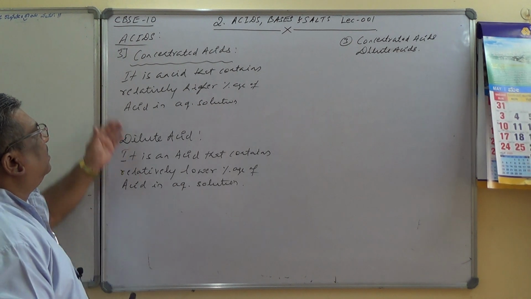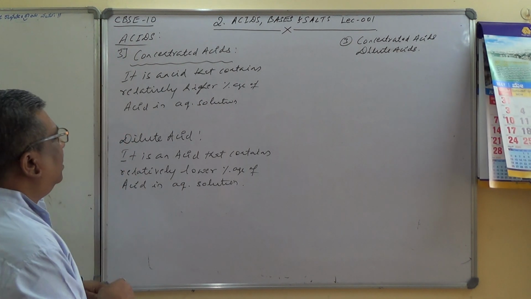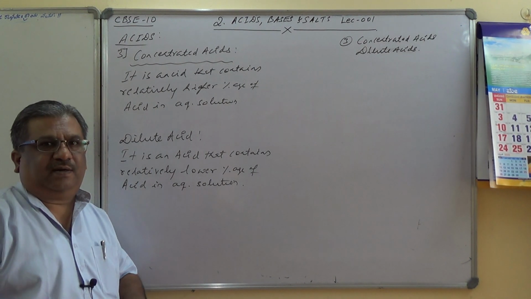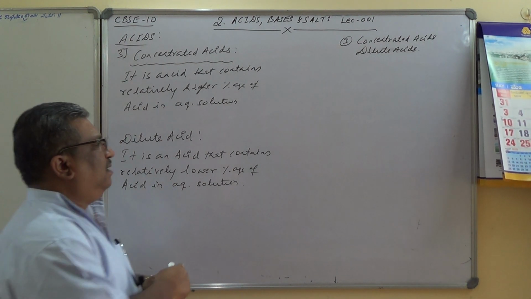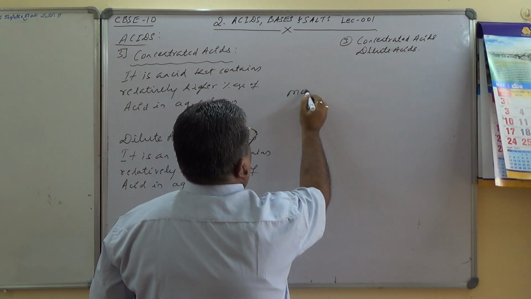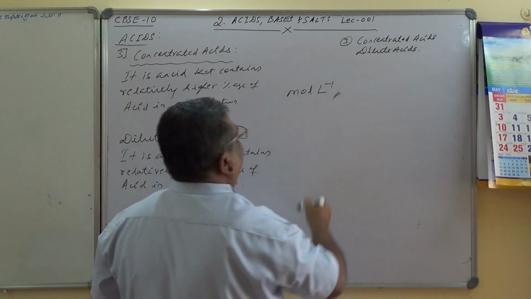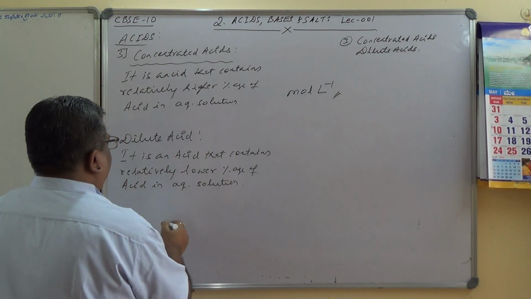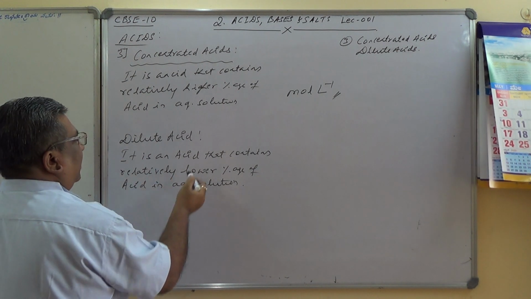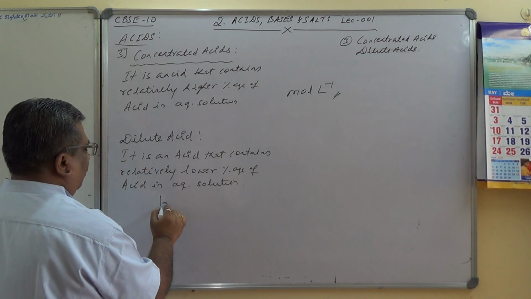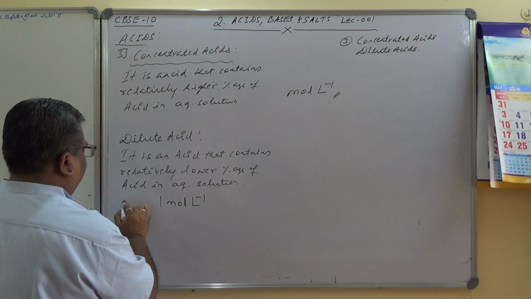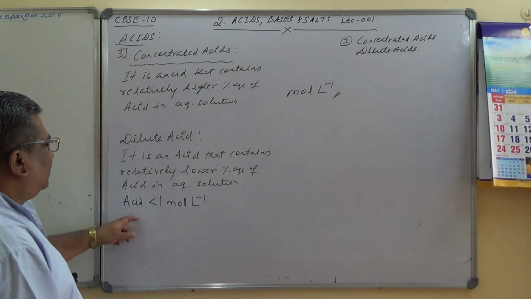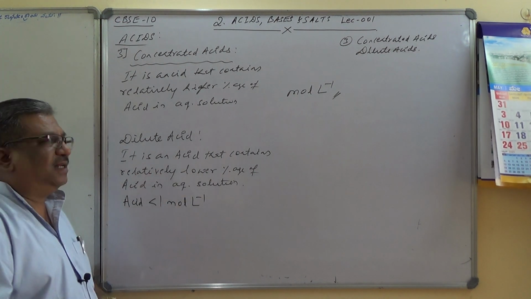So dilute acid and concentrated acid, I think you have understood. Generally the concentrations are measured in moles per liter. All these concentrations are measured in moles per liter. Moles per liter is the measurement of concentration. So if you look at the dilute acids, the acid present will generally be less than 1 mole per liter. You understand? In that case we say it is a dilute acid.